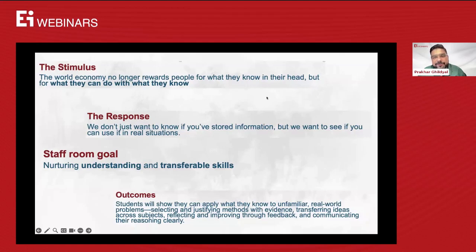Can you apply it in real life? Have you understood? You are good at reading comprehension. What does it look like? It's not about going to a question, reading the passage, and then underlining and answering. Are you able to infer the text? And I will show you some questions as part of our conversations today to elicit what these skills look like. What does transferability mean?